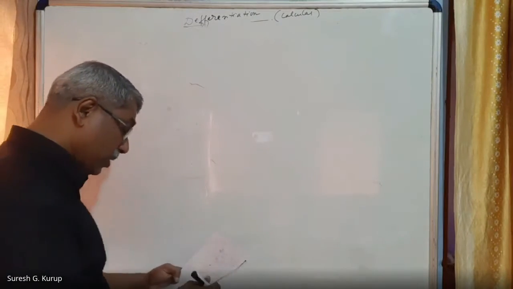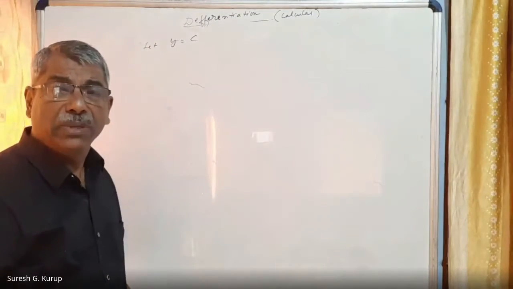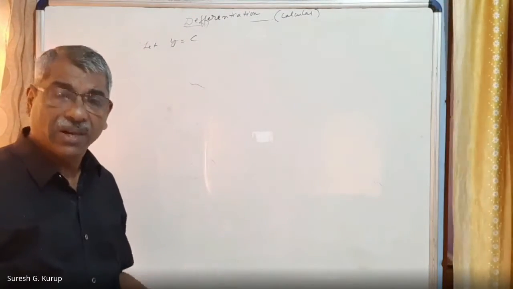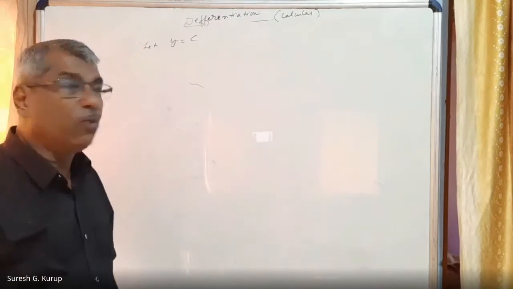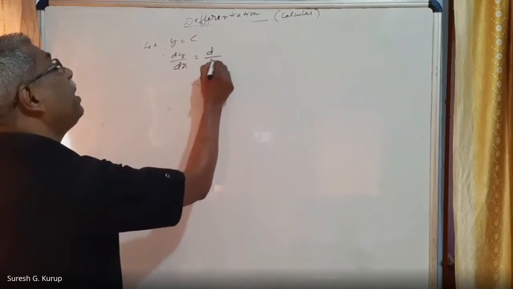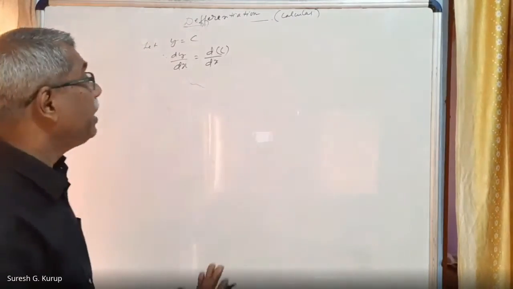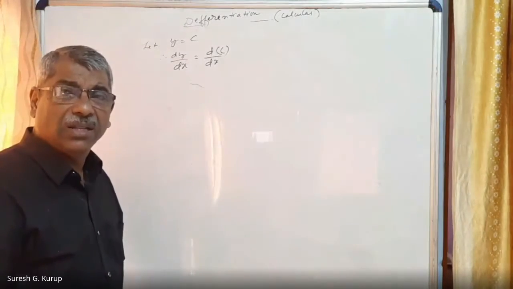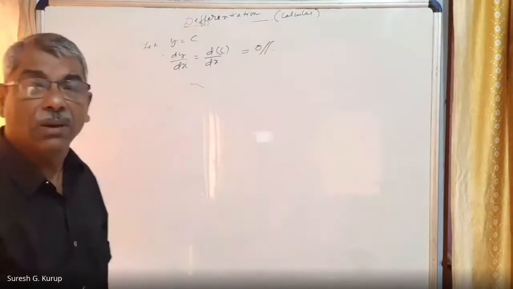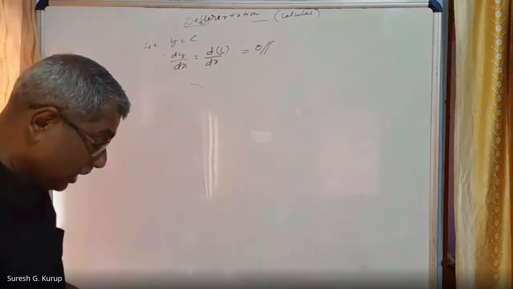There is one rule. The first rule: let y be a function, y is equal to c. Y is equal to c means y is equal to a constant. There is no independent variable there, right? So the differential coefficient of y means dy. Therefore, dy by dx is equal to d by dx of c. C is a constant, therefore there is no change. Therefore, d by dx of any constant, that means the differential coefficient of a constant, is always equal to 0. This is the first rule. Dy by dx of c is equal to 0, where c is a constant.